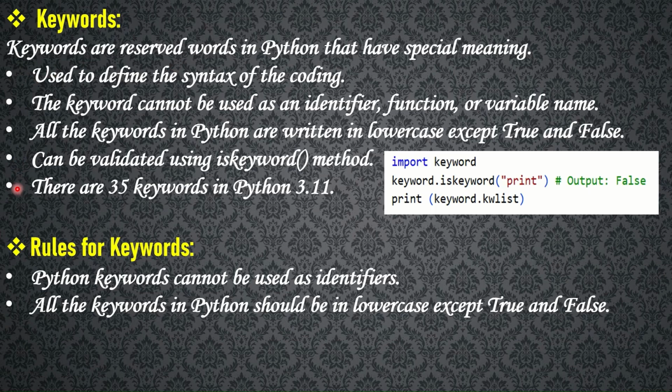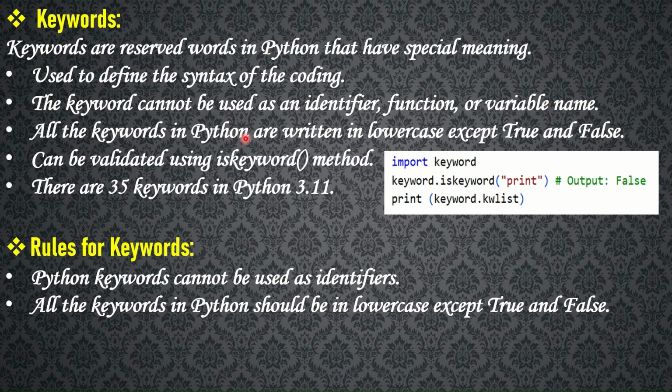So for those special purposes only, we need to use those keywords. And these are the characteristics of keywords. Keywords are used to define the syntax of the code. Whenever we follow some syntax to write code, that syntax should always have the keywords in it. So those keywords in that syntax fulfill the code statements. And a keyword cannot be used as an identifier, function, or variable name. Like how an identifier cannot be used as a keyword, similarly, keywords also cannot be used as identifiers, functions, or variable names.